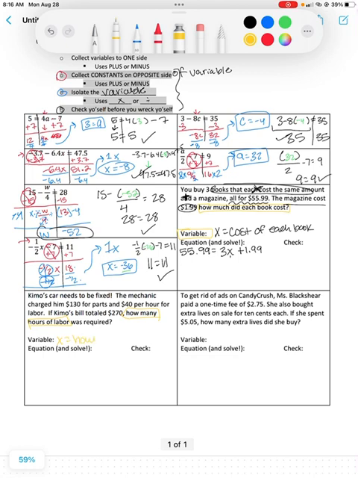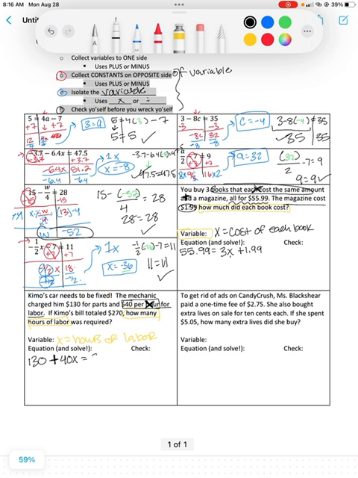And now we can go through and read the problem again, and anywhere we see it talking about hours of labor, we're going to replace it with X. Chemo's car needs to be fixed. The mechanic charged him $130 for parts and $40 per hour for labor. So that $40 per hour is going to get replaced with X. That leaves us with $130 for parts, and also adding to his total $40 for every hour, or 40X, equals 270 from his total.